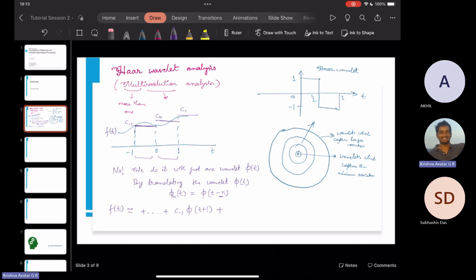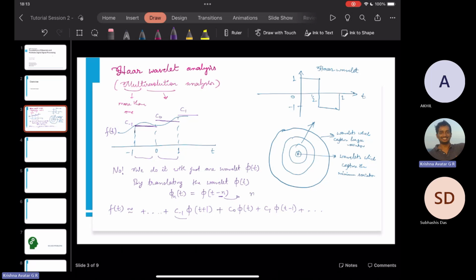So C1 would be constant for this entire length. Then we'll have C naught phi of t, right? Because t minus 0 is just t, plus C1 phi of t minus 1, right? Again, this goes on as we add more terms. It will just keep on going. So essentially, we use just one wavelet and are able to approximate the function by integer translates of that wavelet.